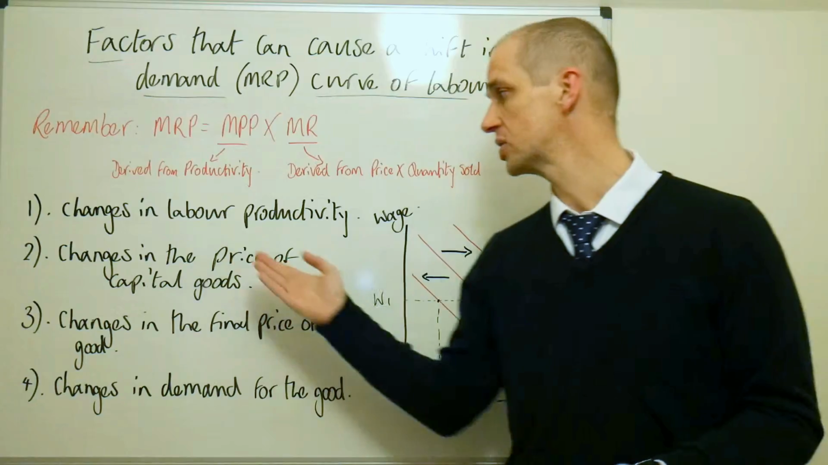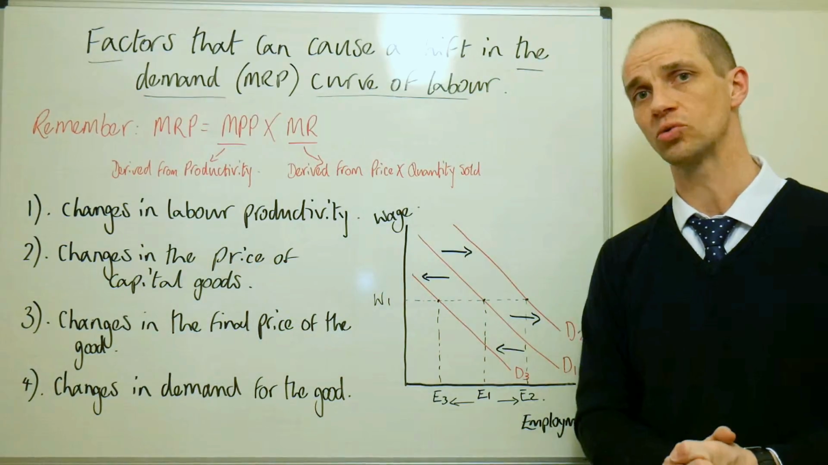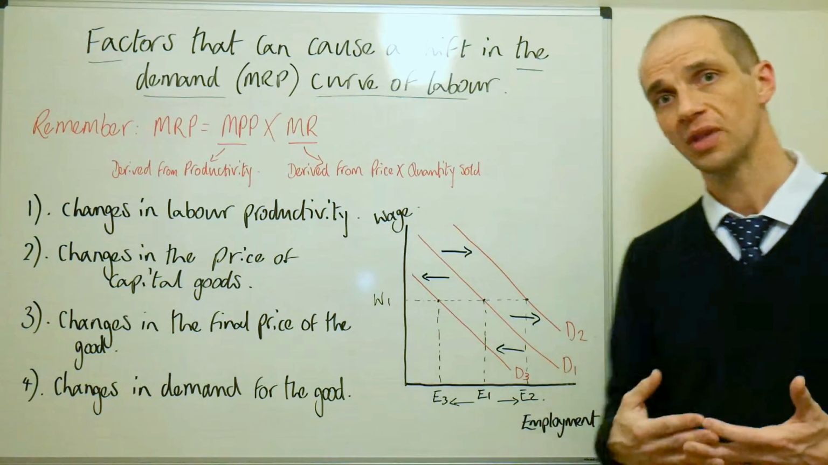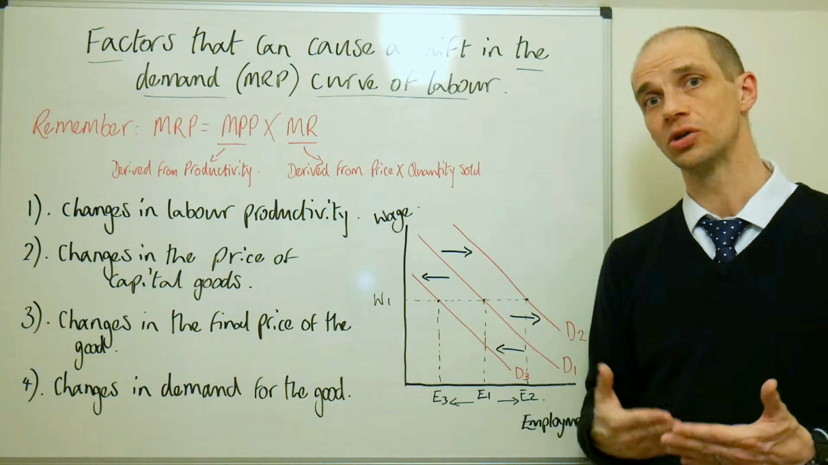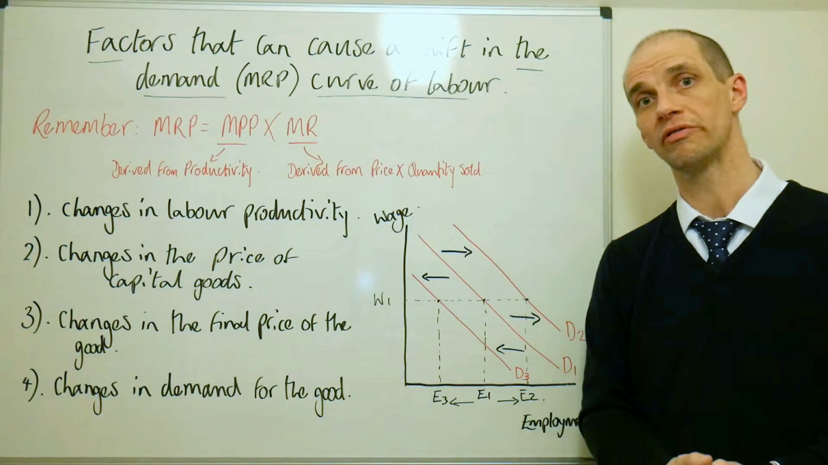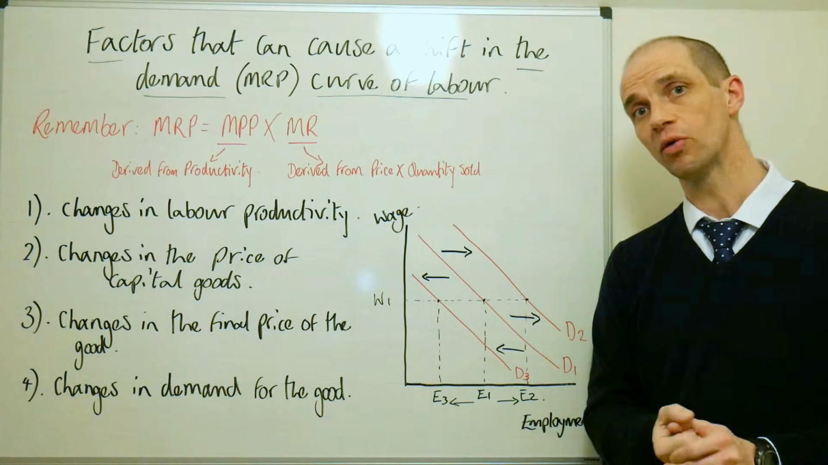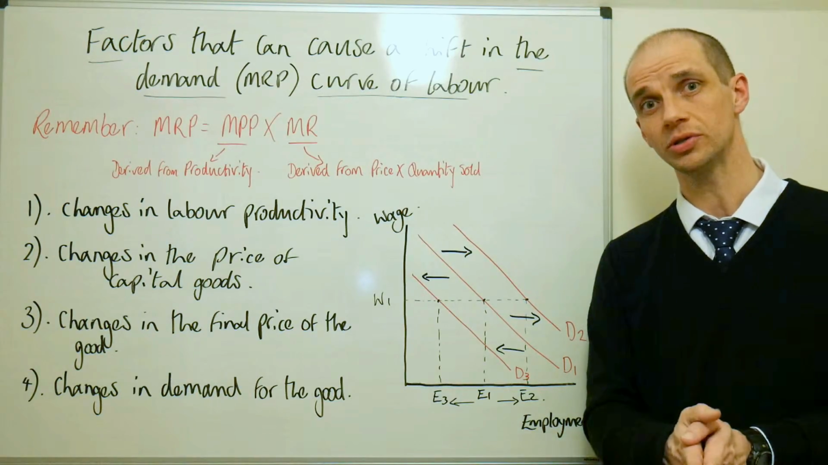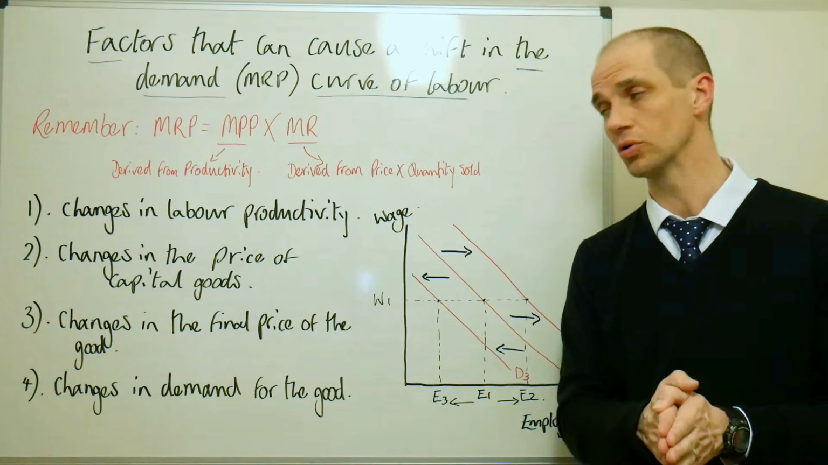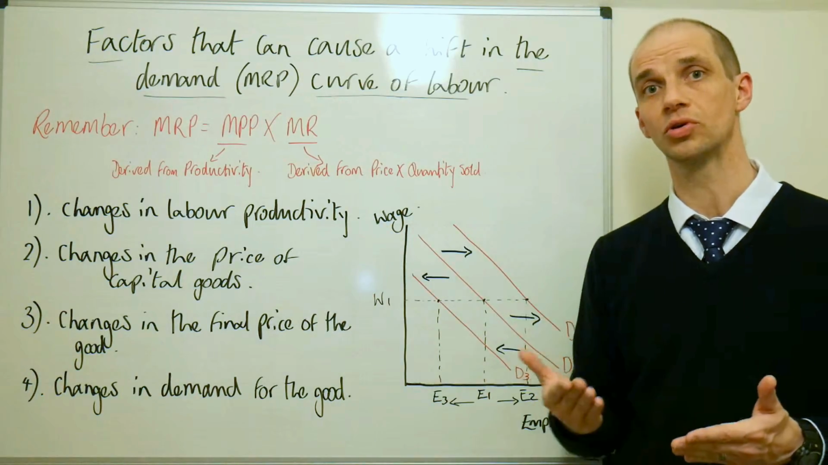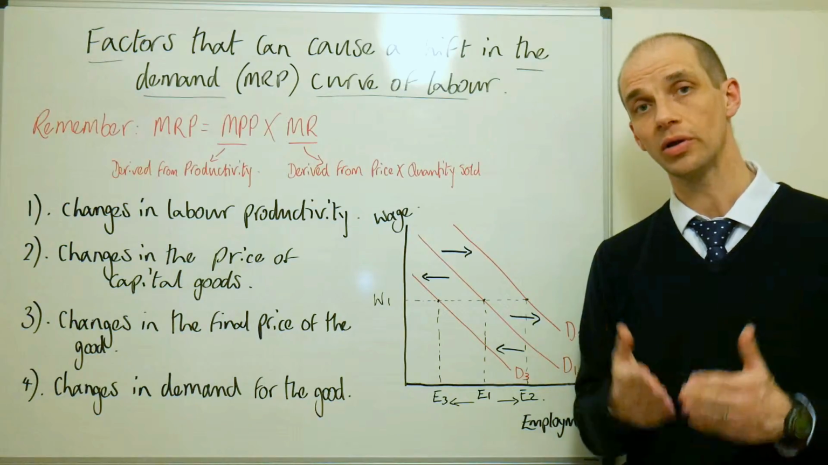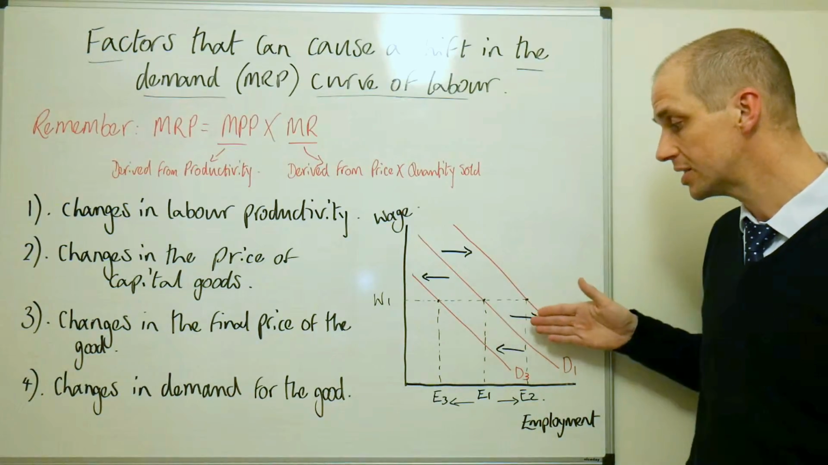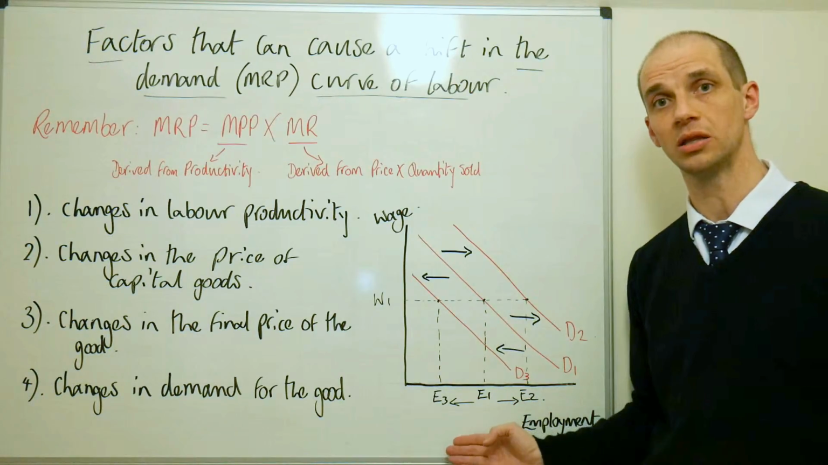Our second point is changes in the price of capital goods. Okay, so if the price of capital goods goes up, then again you're likely to see an increase in demand for workers. The reason for this is because it's more expensive to substitute labour for capital, of course. Likewise, if the price of capital goods goes down, then you're likely to see a fall in the demand for labour. And that would lead to a reduction in employment in the industry.